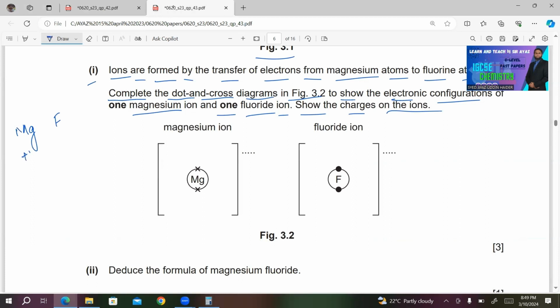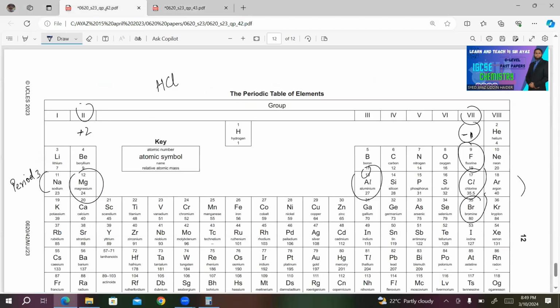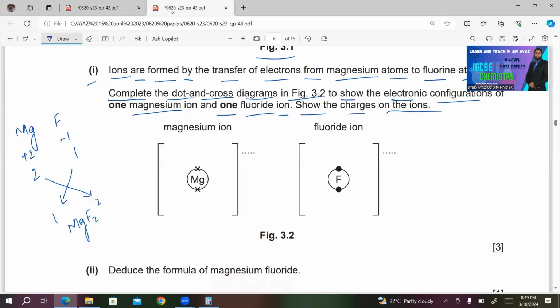So +2, -1. Ignoring the charges, these are subscripts. These subscripts will be exchanged. And the final formula will be MgF2, which means that there will be one magnesium atom involved during the formation of magnesium ion and 2 atoms of fluorine involved in the formation of fluoride ions. One magnesium atom will donate 2 of its valence electrons. What is the proton number of magnesium? It's 12. After losing 2 electrons, it must have 10 electrons left.